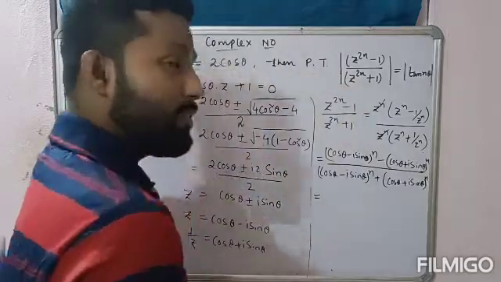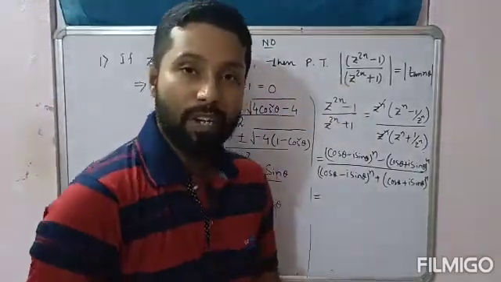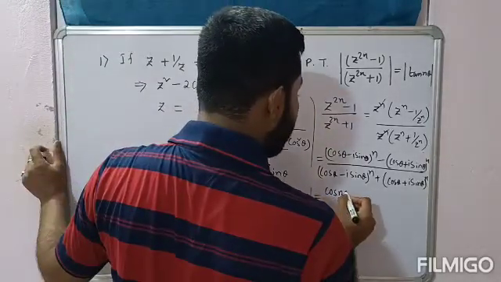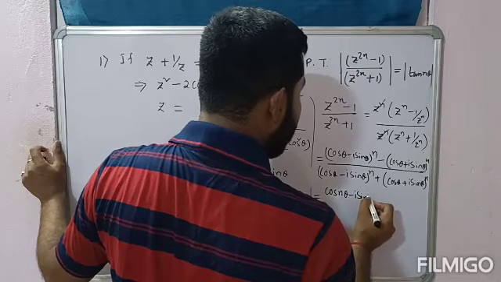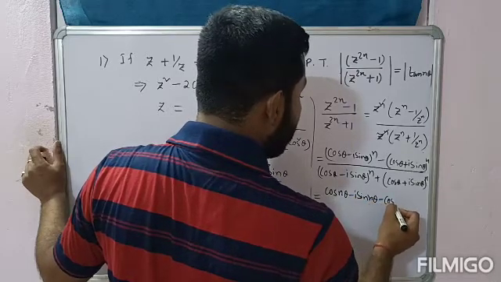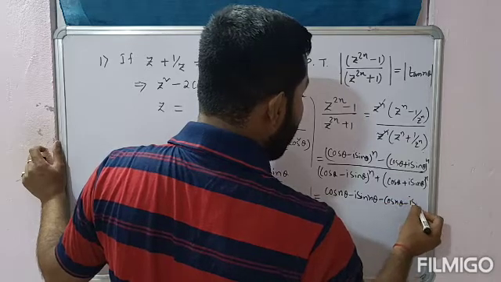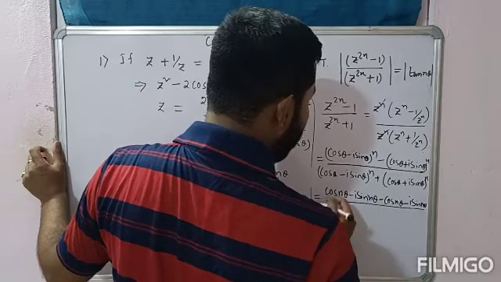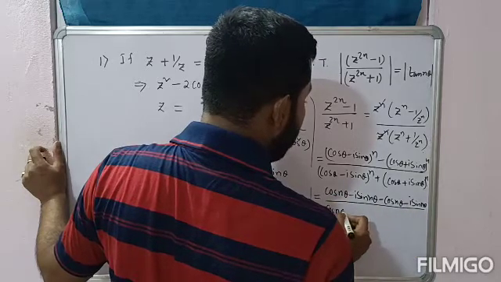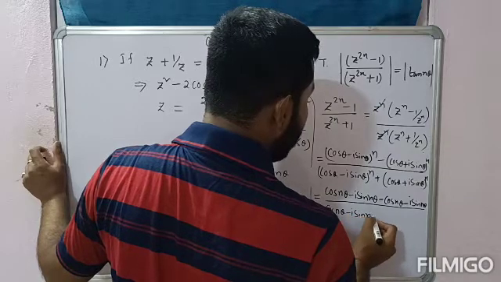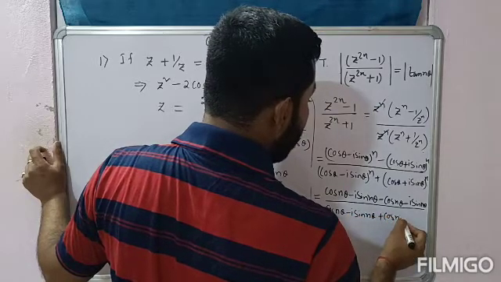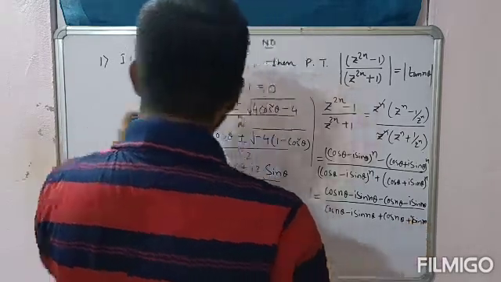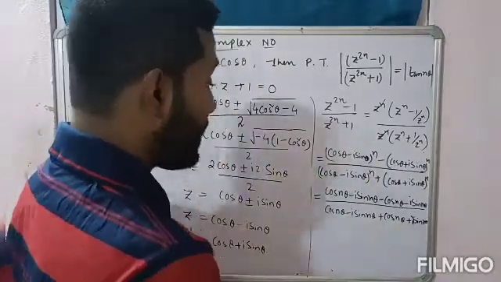Alright. So again we have to use the same theorem, that is called De Moivre's theorem. So now if we use De Moivre's theorem here, then see what will happen. This will be cos n theta minus i sin n theta minus cos n theta minus i sin n theta, divided by cos n theta minus i sin n theta plus cos n theta plus i sin n theta. So in the numerator as well as in the denominator we have to use De Moivre's theorem, right?